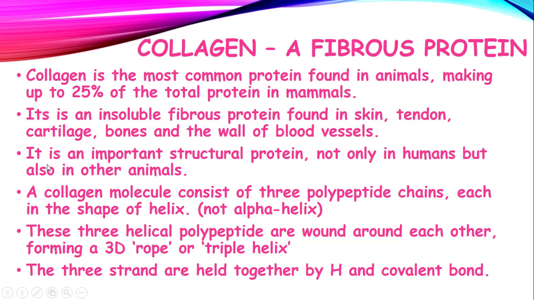Okay, it's an important structural protein not only in humans but also in other animals. A collagen molecule consists of 3 polypeptide chains, each in the shape of a helix, not an alpha helix. The 3 helical peptides are wound around each other, forming a 3D rope or a triple helix. The 3 strands are held together by hydrogen and covalent bonds.